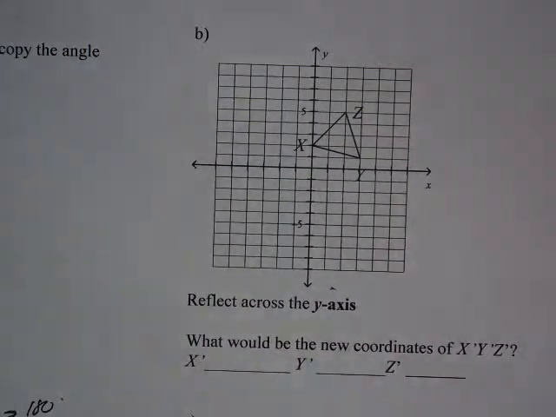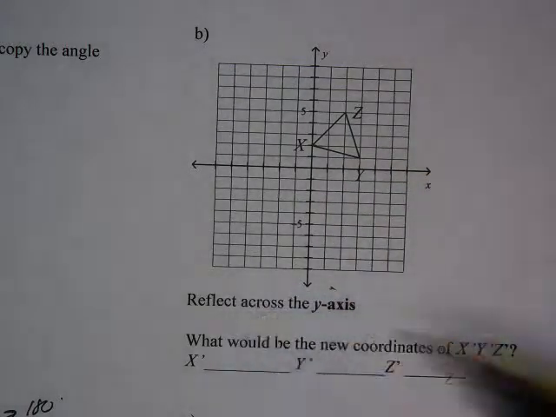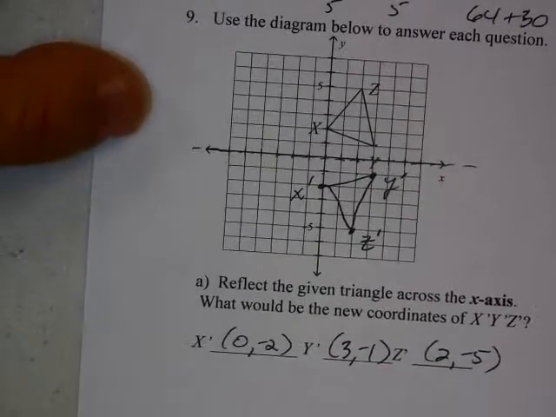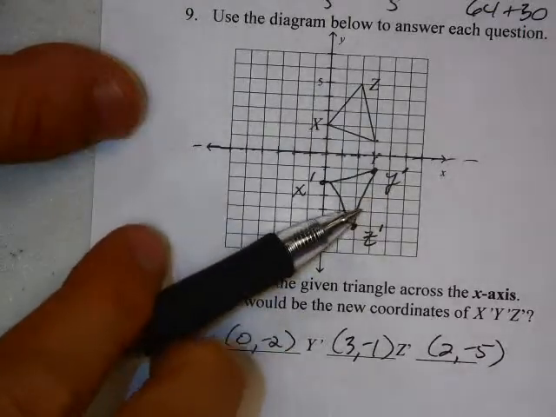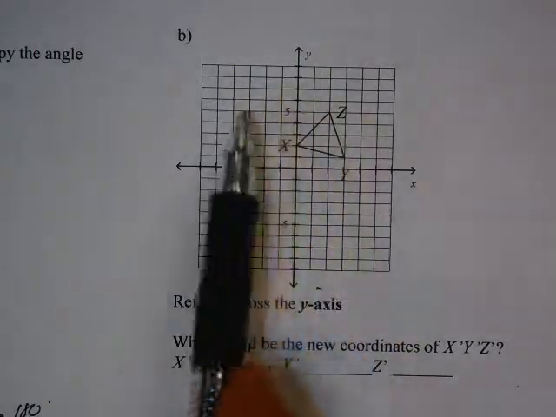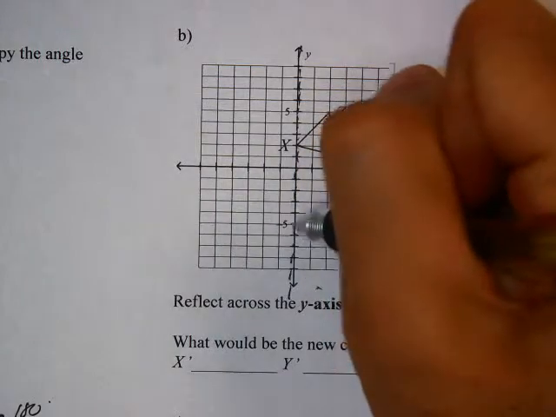Now I'm going on to part B. And they were nice enough to give us a triangle again. They're giving us the same exact triangle, XYZ. Now we're reflecting across the y-axis. So if I go back to part A, there was a reflection down across the x-axis. Now I'm going to take it and reflect across this y-axis to the left.